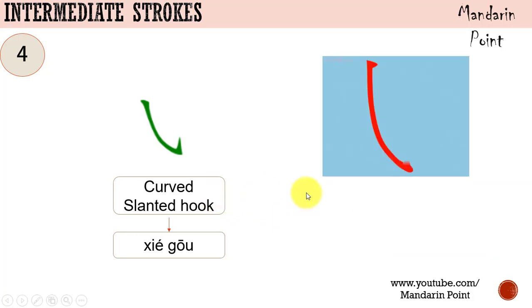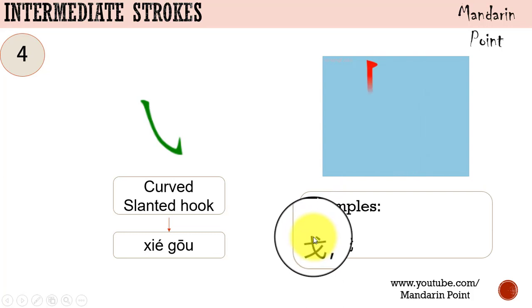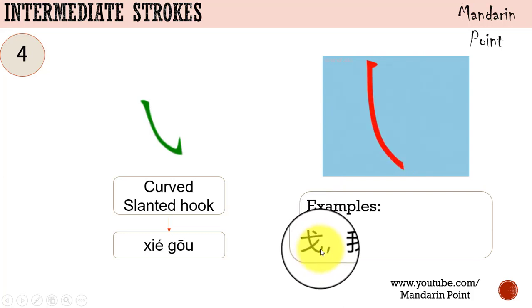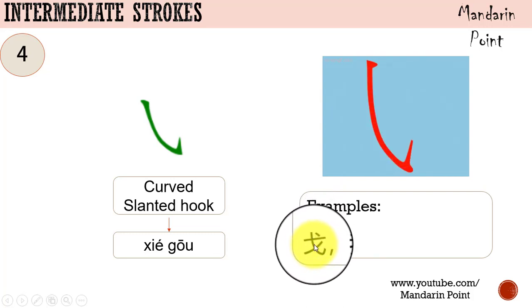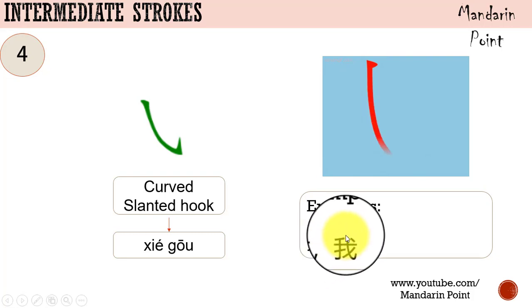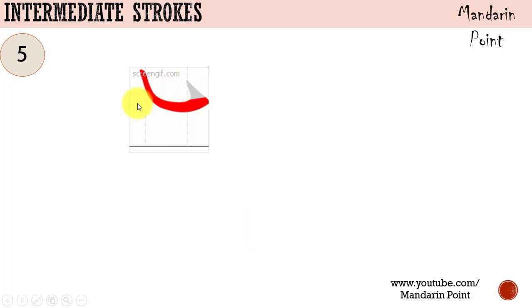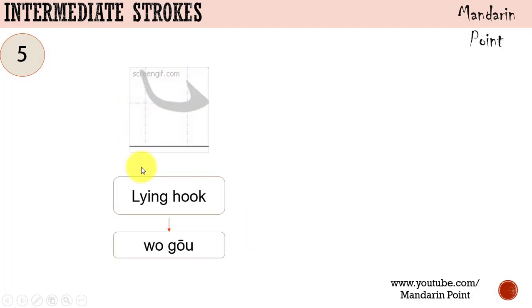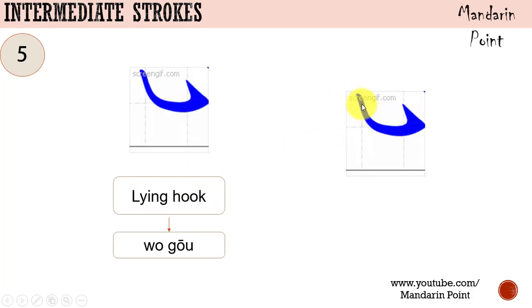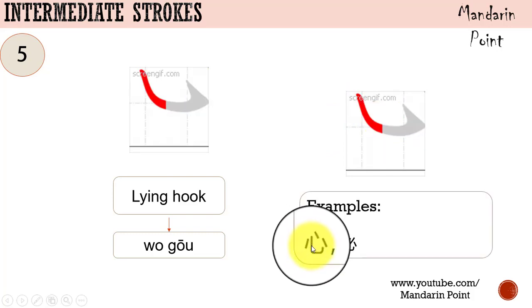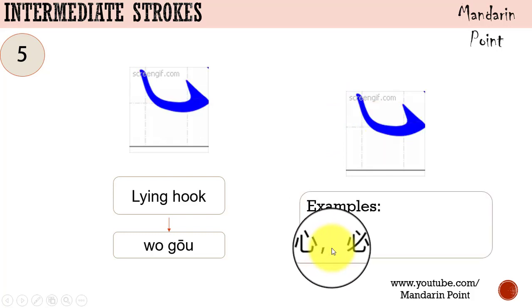Finding it in an example, it is over here. This one is xie gou, xie gou. Another one, we call it lying hook, and wo gou, and it is written as you can see over here, starting from this side and a hook at the end. Let's find it an example. This one is wo gou, wo gou.